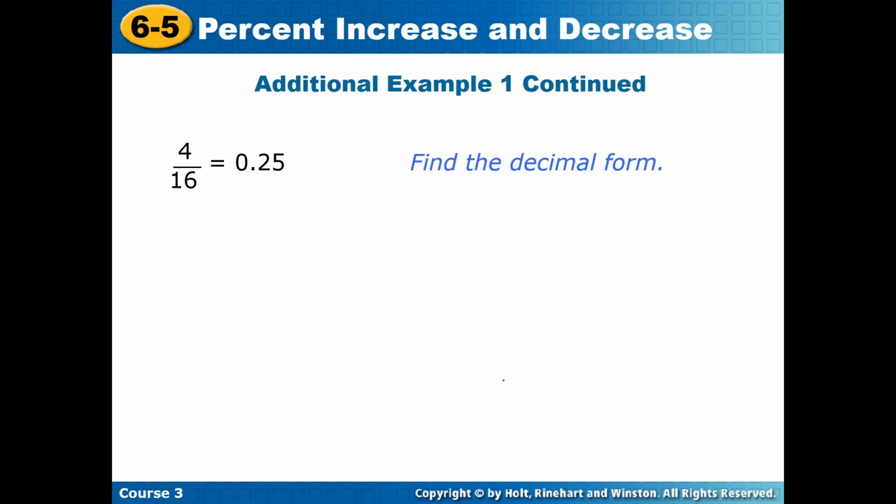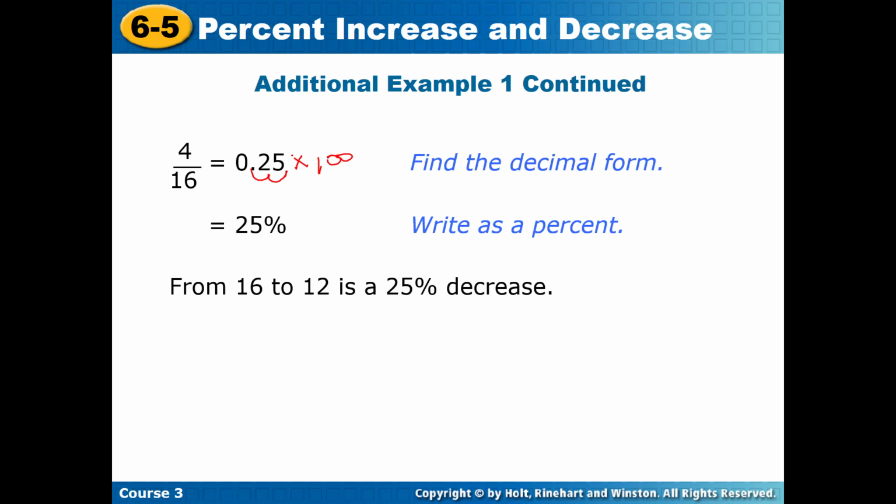So then we need to convert this decimal into a percentage. So that's why I said what we're going to do is we're now going to take this division problem and then multiply the answer by 100. And what will that multiplying by 100 do? It just moves the decimal over 2 places to the right and adds a percent sign. So we end up with 25%. So from 16 to 12 is a 25% decrease because it is going down.